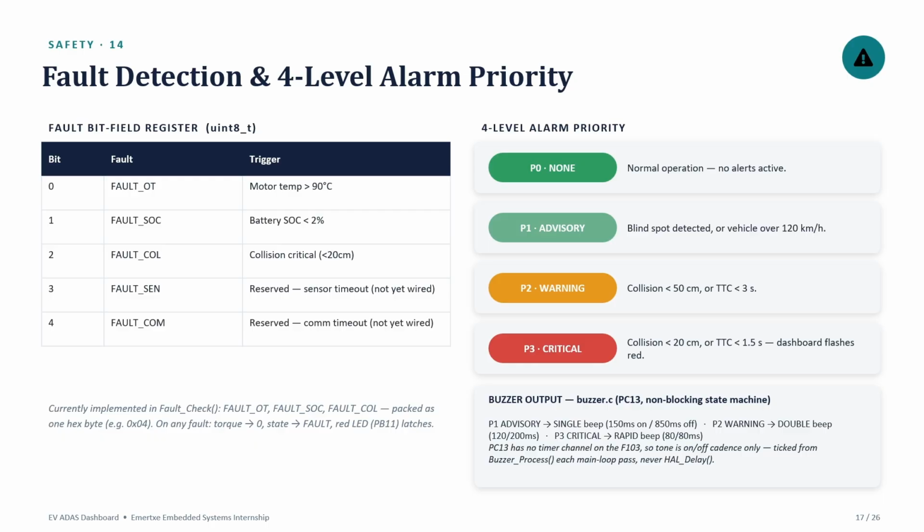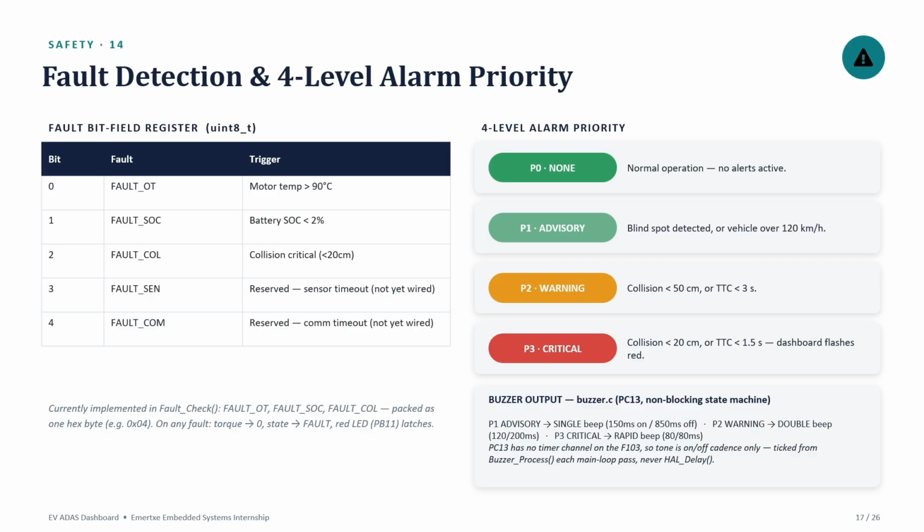And critical is a condition in which it gives the highest priority warning, that there are no more chances. At that time, we also have a buzzer, which gives a single beep for advisory priority, a double beep for warning priority, and a complete rapid beep in case of critical priority.